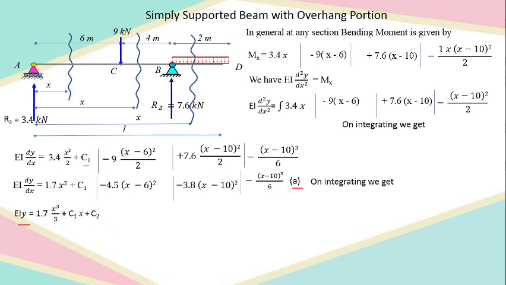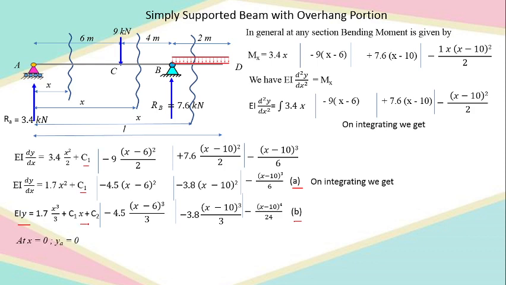So here: 1.7x³/3 + c1x + c2 − 4.5(x − 6)³/3 − 3.8(x − 10)³/3 again minus (x − 10)⁴/24, right? So this is equation number (b). In equations (a) and (b) we have c1 and c2, which are to be found out from where? From the boundary conditions.